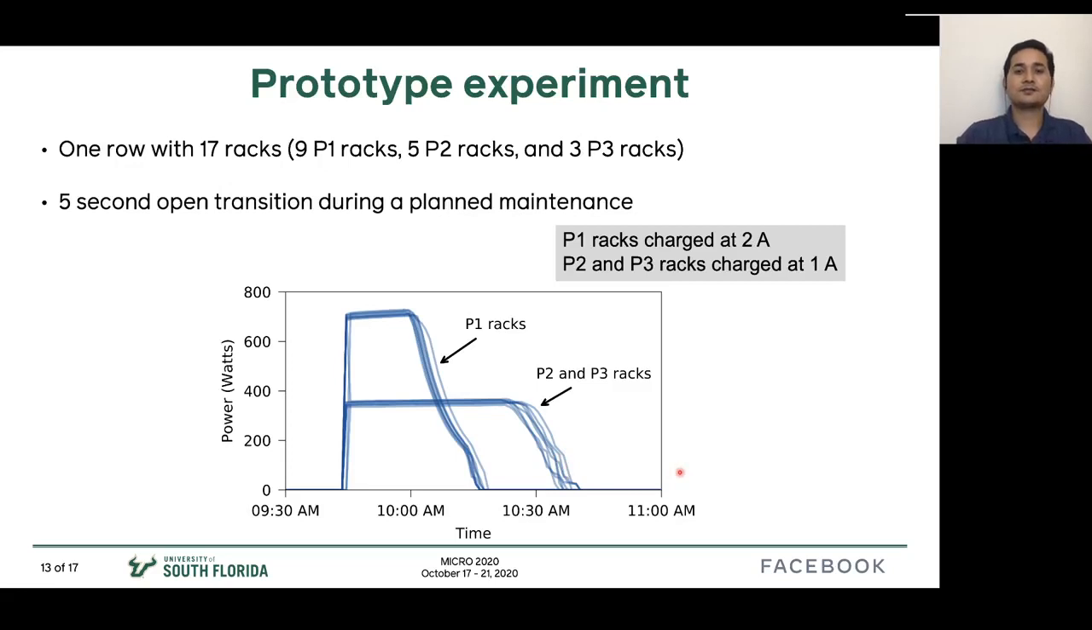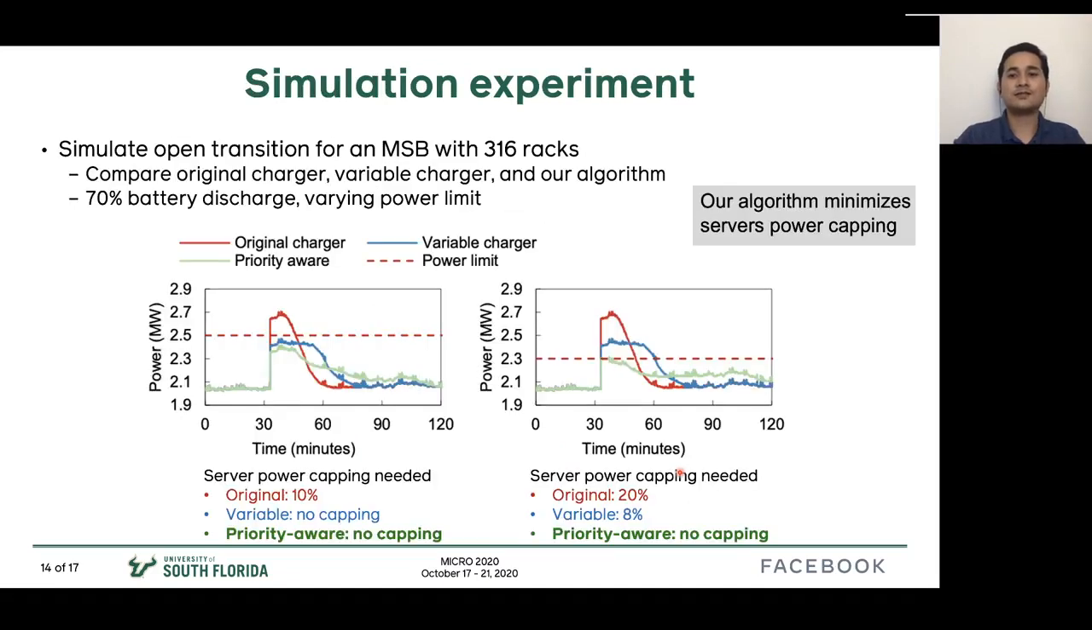This kind of experiment, especially in a large scale data center, cannot be easily replicated for different scenarios. So we did simulation experiment. For example, in this particular experiment, we simulate an open transition for an MSP with 316 racks, and we compared the original, variable, and priority aware charging. In this particular case, we have 70% battery discharge, and we varied the limit between 2.5 megawatt and 2.3 megawatt.